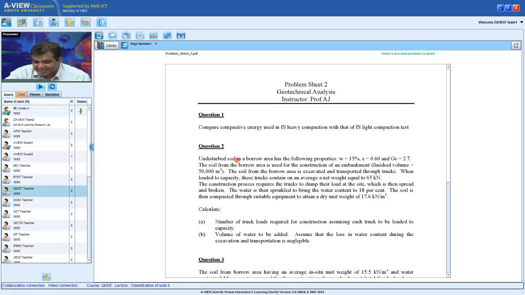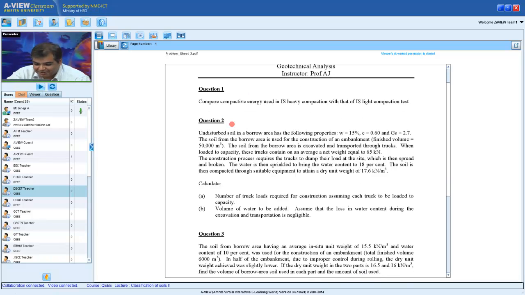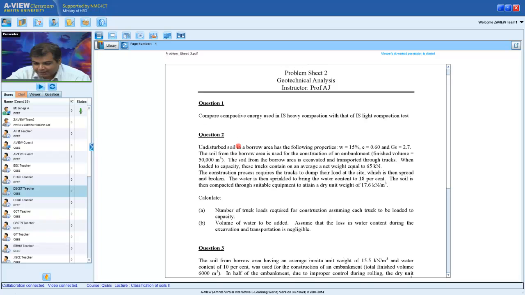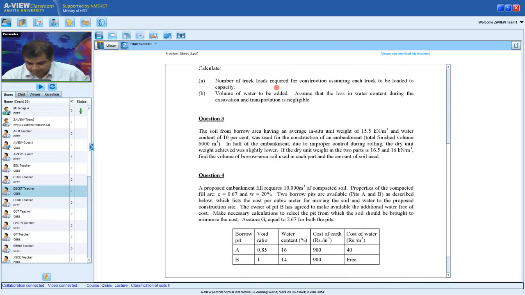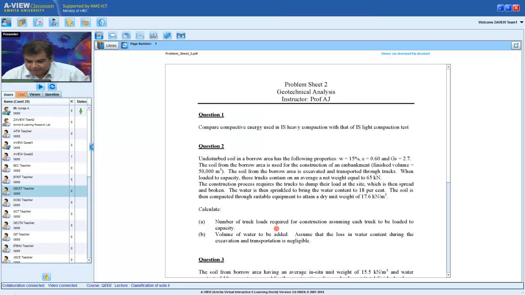Okay, so we have these 4 questions. Let me just scroll down, 1, 2, 3, 4. The first question is fairly straightforward. Now let me right click and allow you to download. Please download this problem sheet number 2. We have about 35 minutes remaining, so I hope to do at least 3 of these 4 questions today. Please go through question number 1.